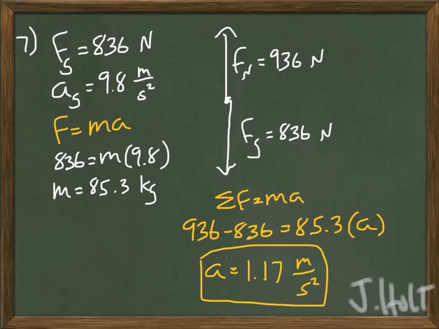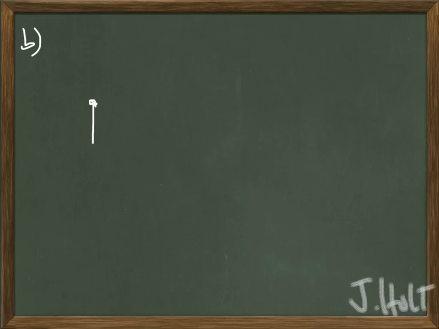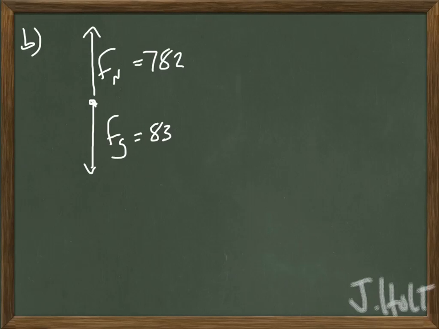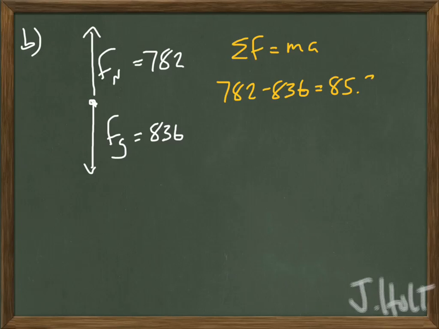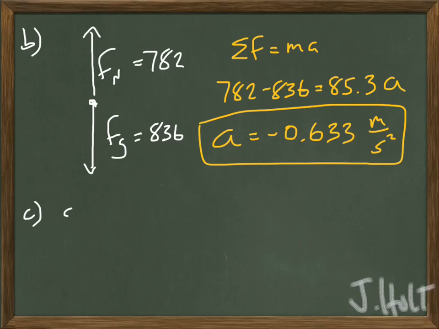We're going to solve the second part the same exact way. We can set up another free body diagram, the force of gravity going down, the normal force going up. This time we're given the normal force, 782. The force of gravity is still the same, 836. So we can set up Newton's second law again. Subtract the opposing forces, set that equal to mass times acceleration. It's still the same mass because it's still Mr. Warner. We can solve for acceleration. So we get a negative number, but that's okay because the elevator is going down. So if it's accelerating downwards in the negative direction, then the acceleration is going to be negative.